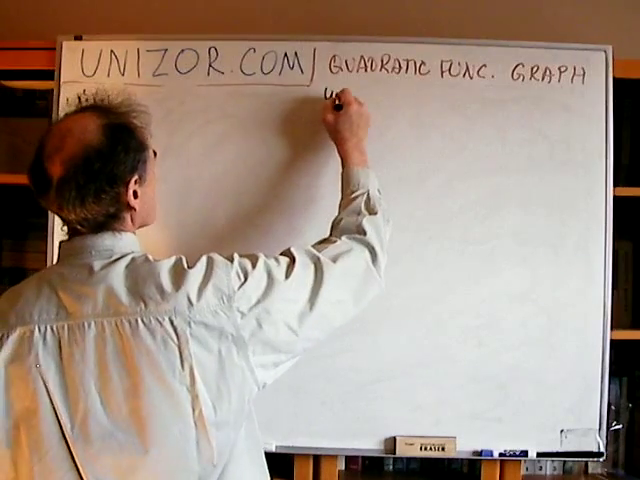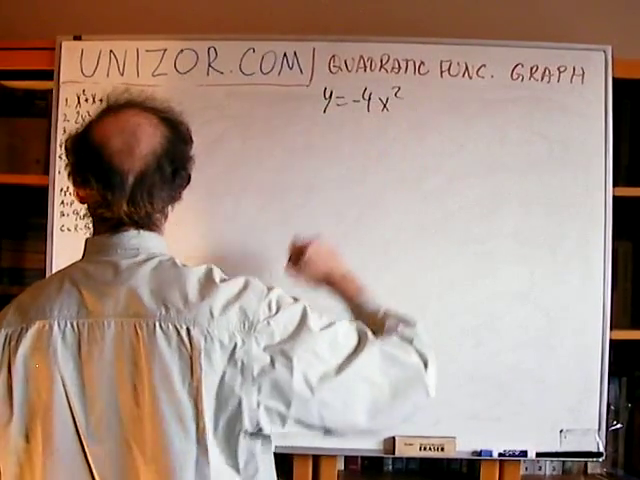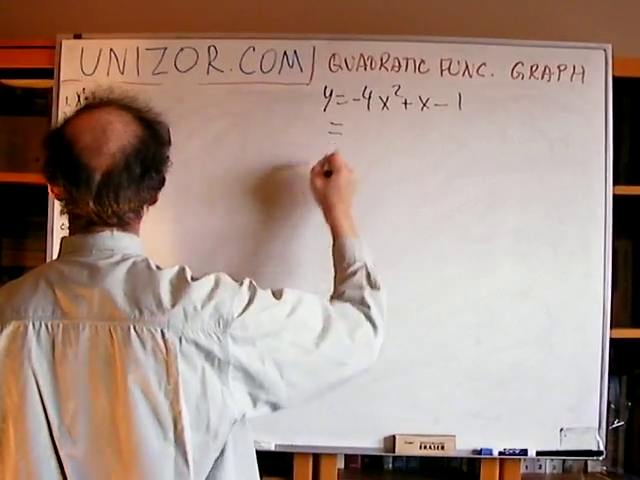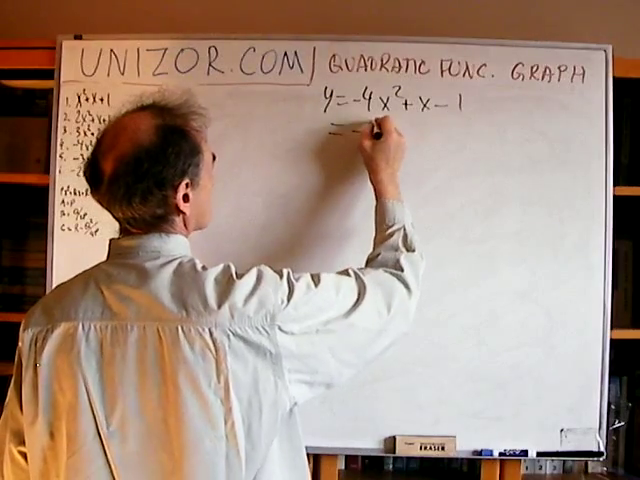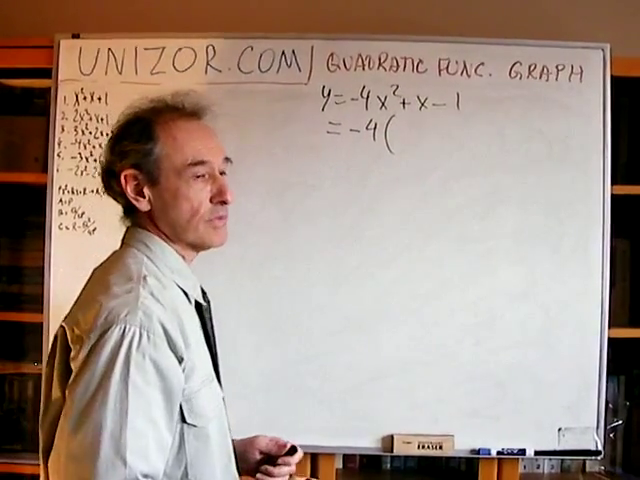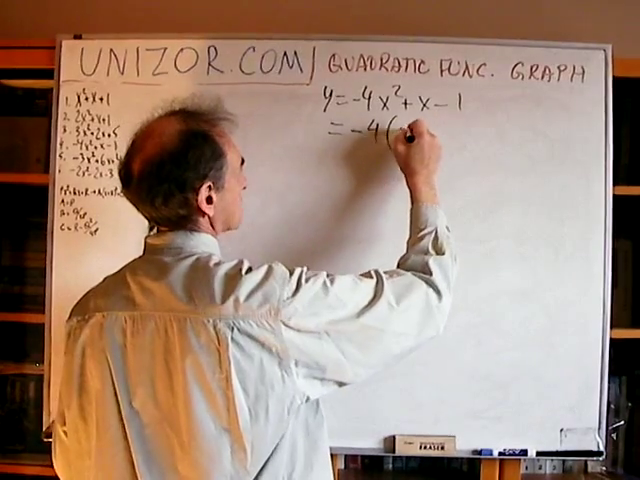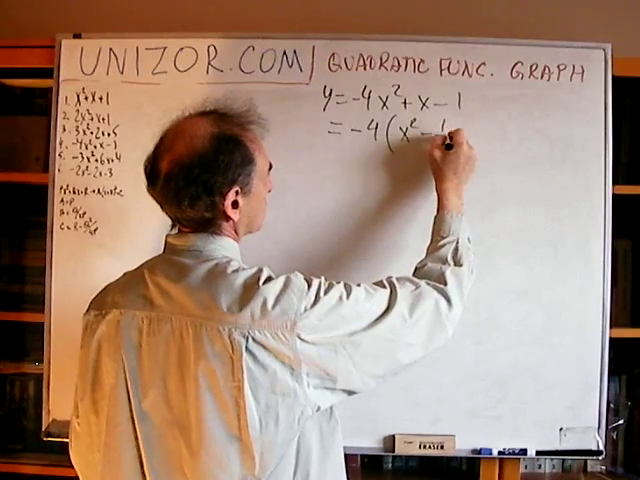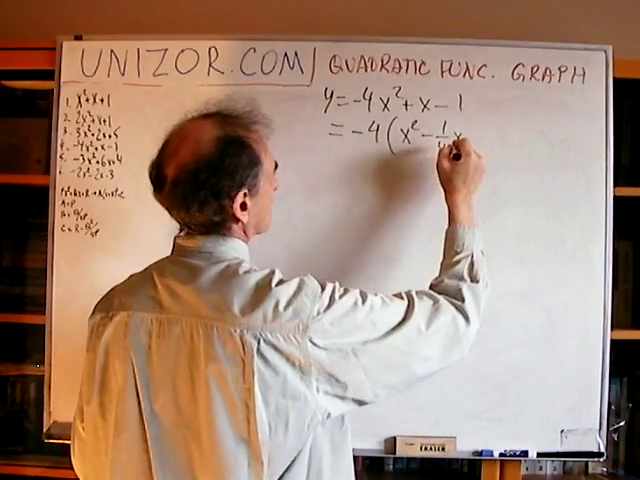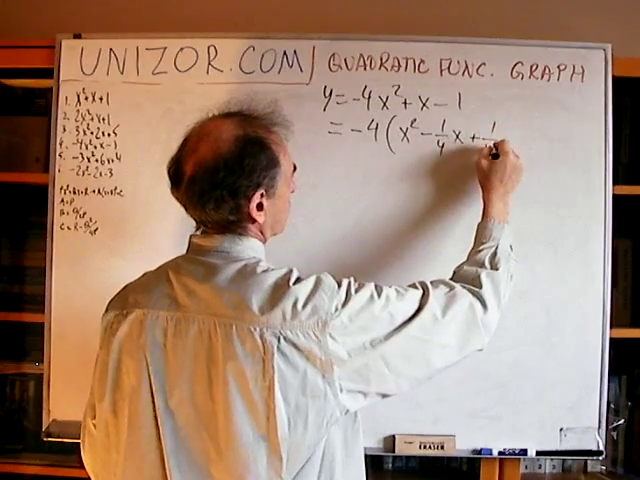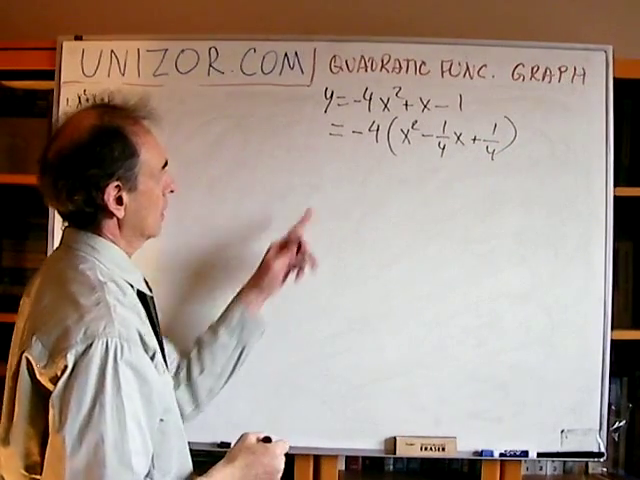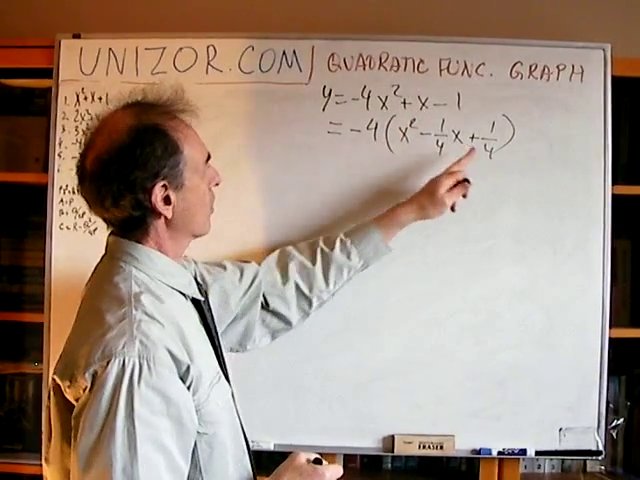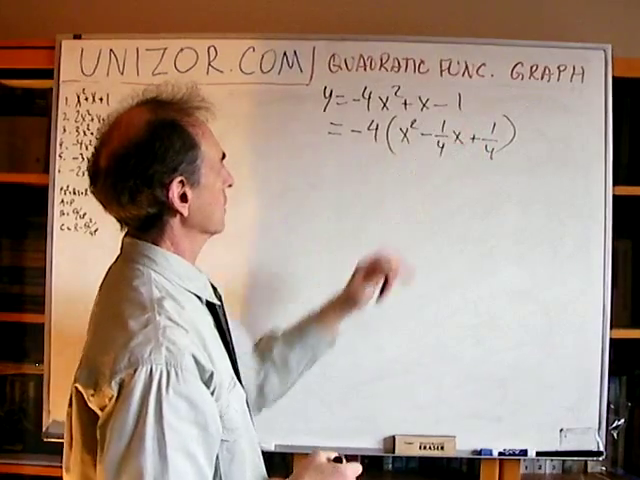y equals -4x squared plus x minus 1. Okay, equals minus 4 outside, factor out. What's left? x squared. This is minus 4, this is plus, so it would be minus 1 fourth x and plus 1 fourth, right? Minus 4 times minus 1 fourth would be 1. Minus 4 times plus 1 fourth would be minus 1.